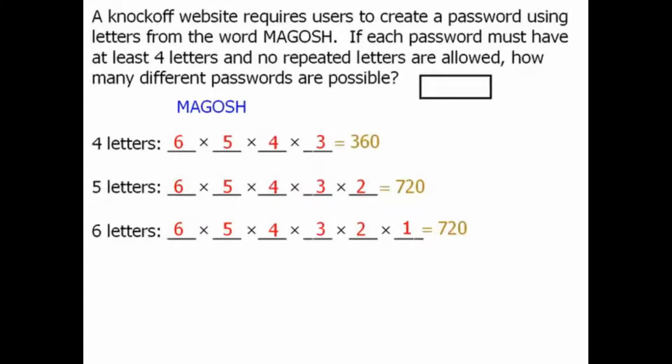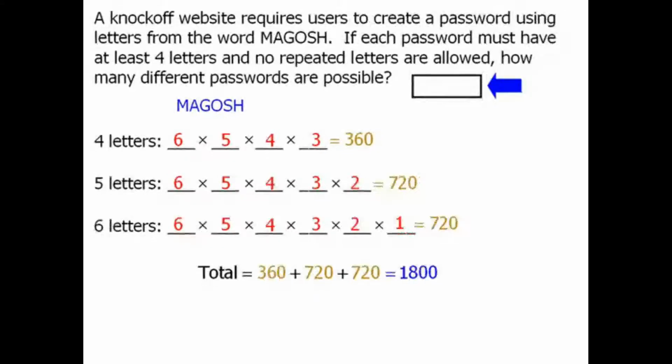At this point, we want to find the total number of passwords. This will equal the following sum, which equals 1800. So our answer is 1800.